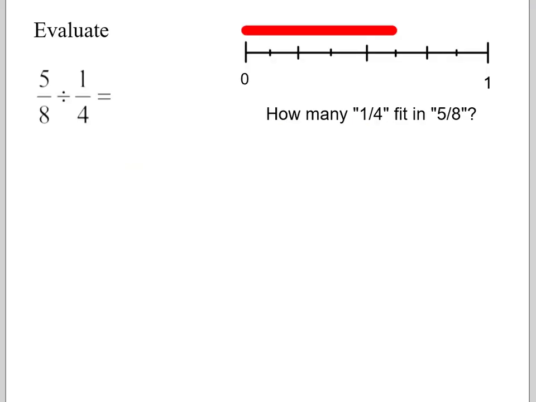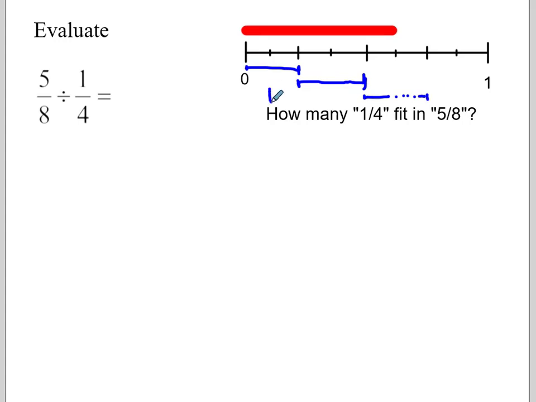Okay, let's round off a bit more of this discussion and we'll test our theory. So 5/8 divided by 1/4. The red line here represents 5/8. I want to know how many groups of 1/4 fit inside the 5/8. So let's do this. There's one group of 1/4. There's another group of 1/4. And then I have half of the last quarter.